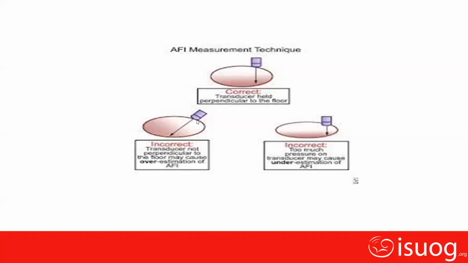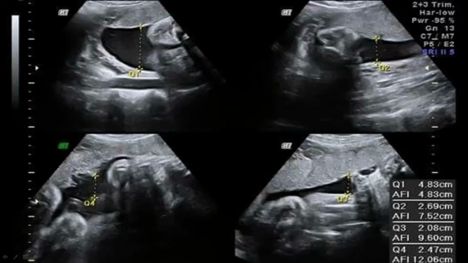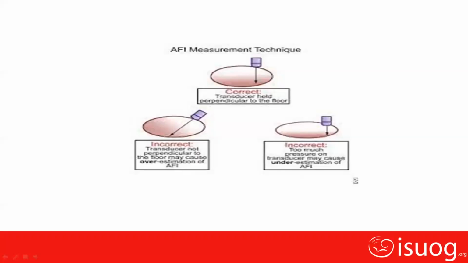And if you give too much pressure, then we can underestimate the amniotic fluid. That's very important. As we know, the normal amount of amniotic fluid is 5 to 25 centimeters, and some people say it is 8 to 18 centimeters. If it is from 5 to 8 centimeters, then it's called reduced liquor, and less than 5 centimeters is oligohydramnios. 25 centimeters is excess liquor, and more than 25 centimeters is polyhydramnios.